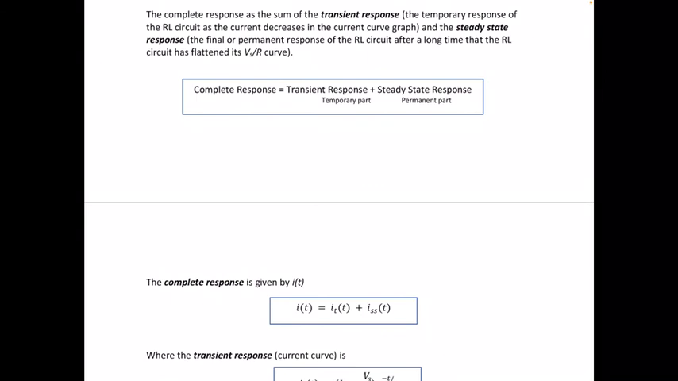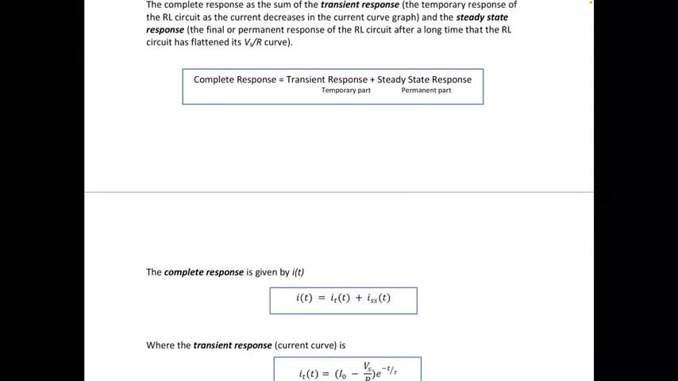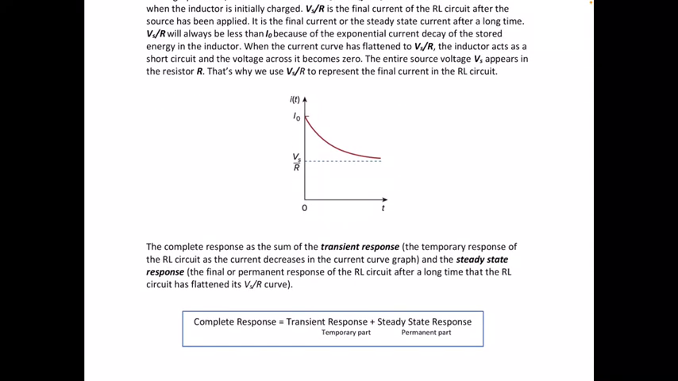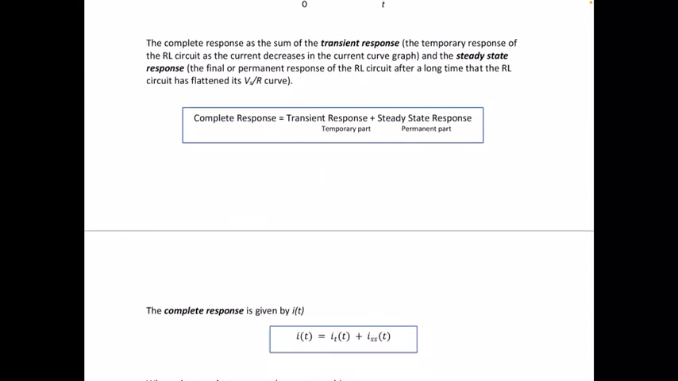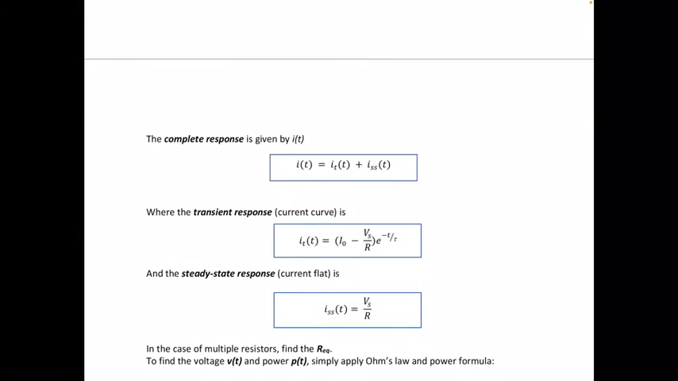The complete response as the sum of the transient response and the steady state response is given in this formula. The transient response, again, is the temporary part, the part where the current graph experiences a curve, and the steady state response is when the current flattens to the Vs over R level. So the complete response is given by both the transient and steady state response.